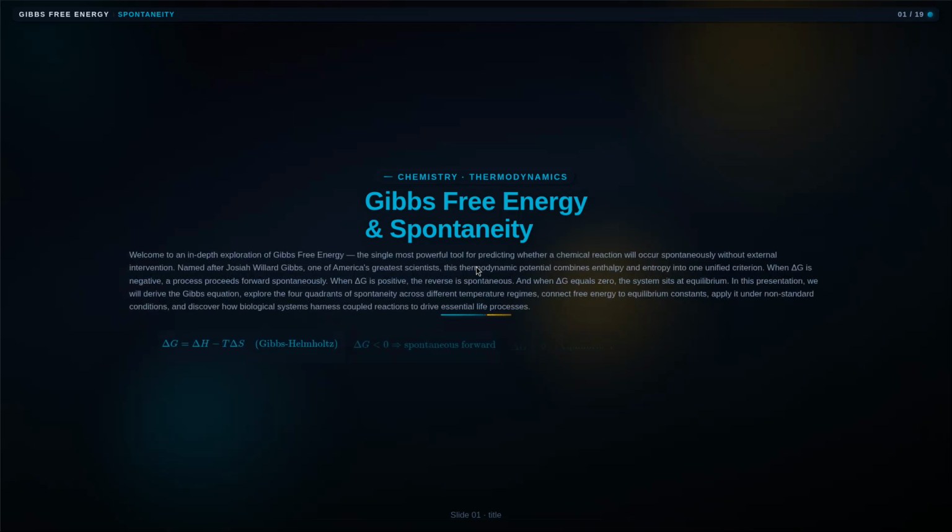Gibbs free energy and spontaneity. Welcome to an in-depth exploration of Gibbs free energy, the single most powerful tool for predicting whether a chemical reaction will occur spontaneously without external intervention.